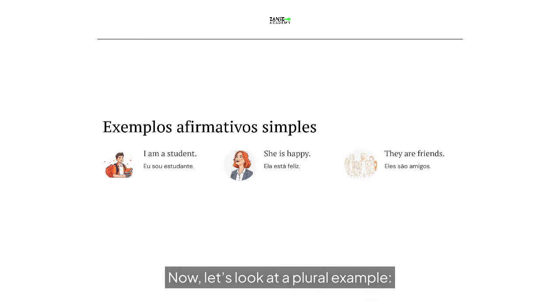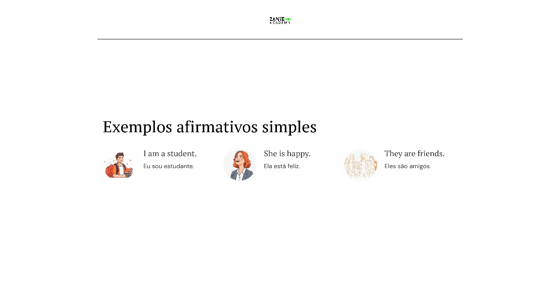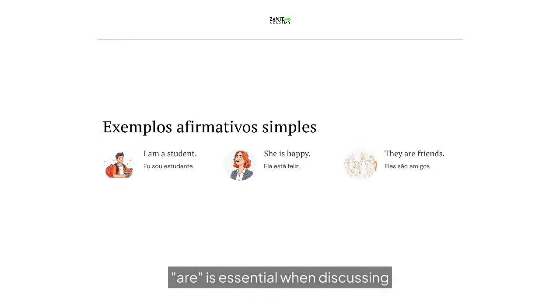Now, let's look at a plural example. They are friends. In this case, are connects a group of people. It tells us about their relationship, indicating that they share a bond. This highlights how are is essential when discussing multiple subjects.